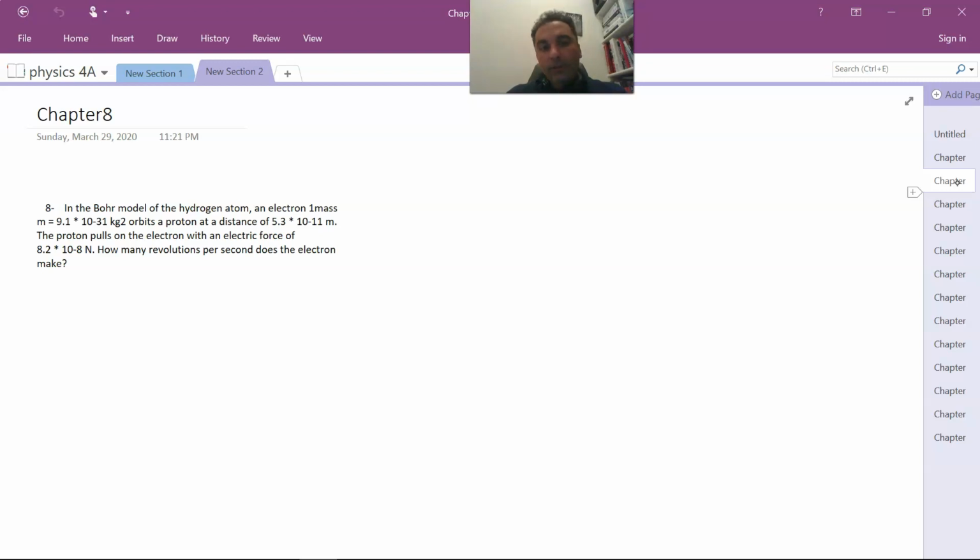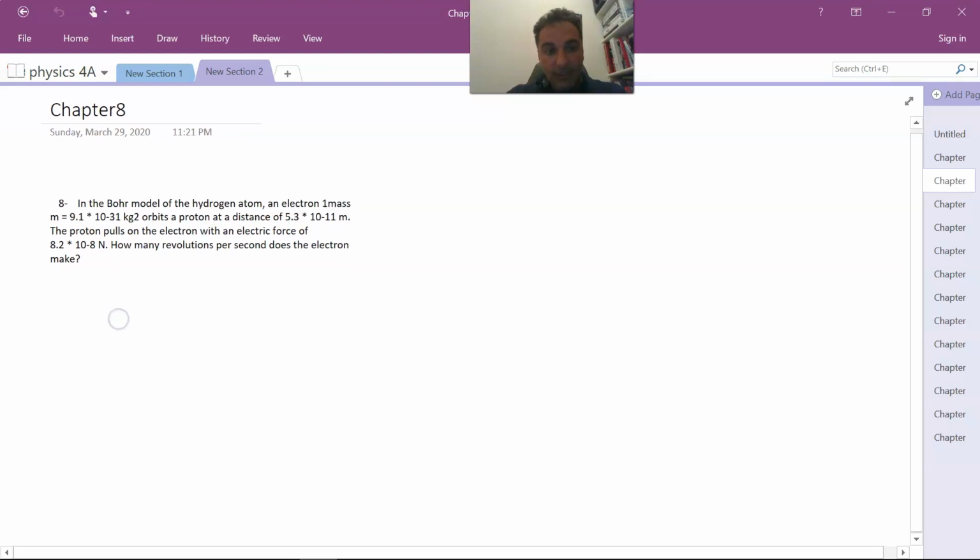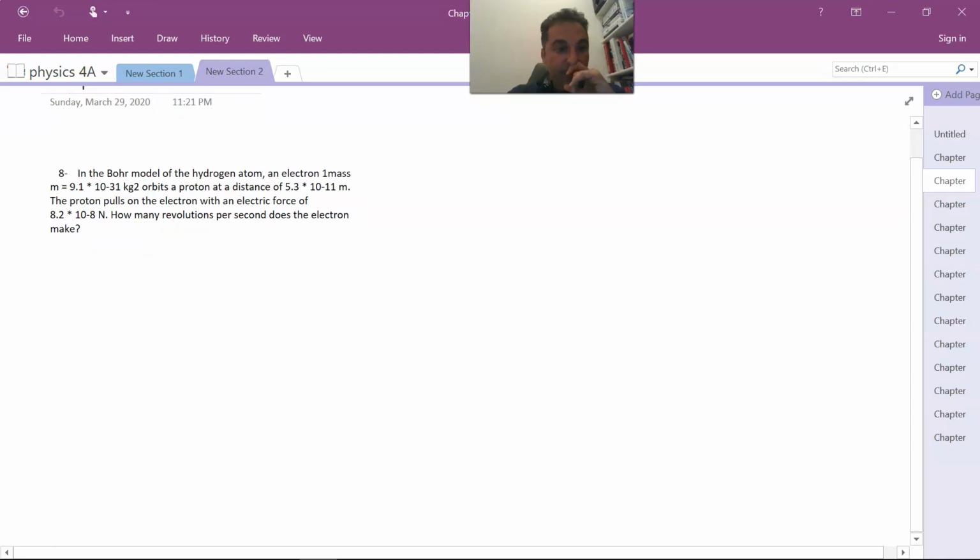It says, in the Bohr model of the hydrogen atom, an electron, mass of electron is 9.1 times 10 to negative 31 kilograms, orbits a proton at a distance of 5.3 times 10 to negative 11.